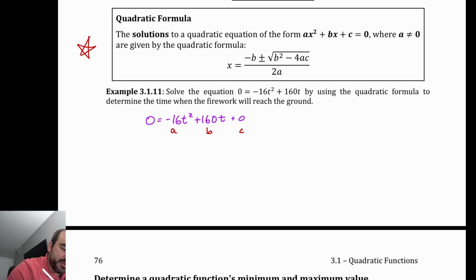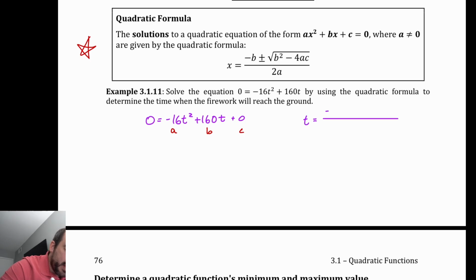We are going to just plug things into the quadratic formula now. Quadratic formula says x equals, but that's because it's ax squared plus bx plus c. In this problem, we have t's instead of x's, so we're going to say t equals when we start our quadratic formula. And this is going to be one big fraction.